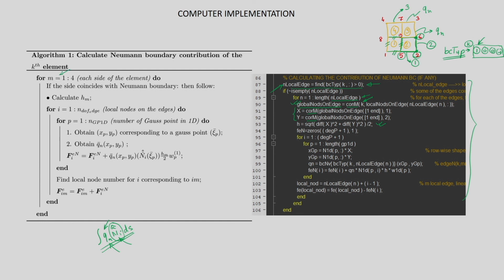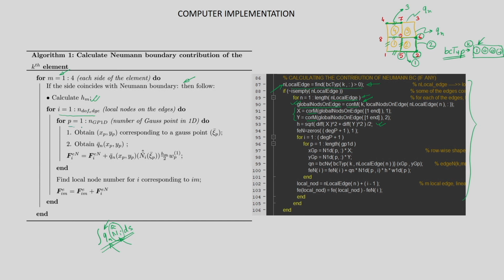First, we go to each of the edges. There are 4 edges, and we check whether that edge coincides with the Neumann boundary. If it coincides, then we calculate the length of that side, the mth edge. Then we go to the number of degrees of freedom on that edge. For a given edge, suppose I go to the third edge of the fourth element, the nodes are 4 and 7. So there are 2 nodes and in this case we have 2 degrees of freedom. So i goes from 1 to 2.